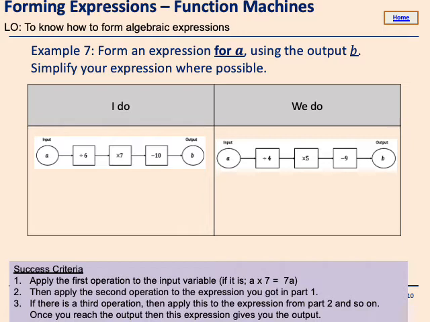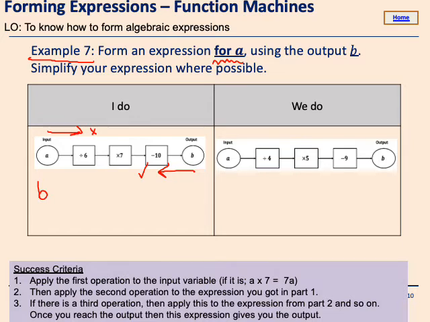Okay, so again, form an expression for A using the output B. Okay, so this is another quite interesting turn that it's taken. So these type of examples, now that we've reached question number 7, want us to form an expression for A, and that's why they've underlined it. So if we want an expression for A, we're not going to work from the input now to the output. We're going to be working in the opposite direction.